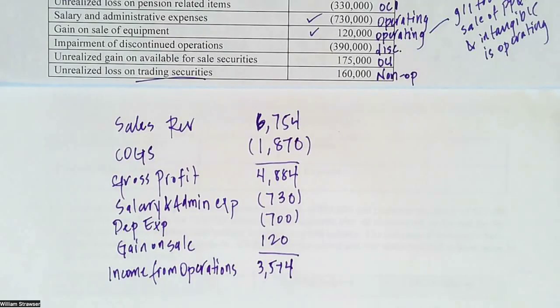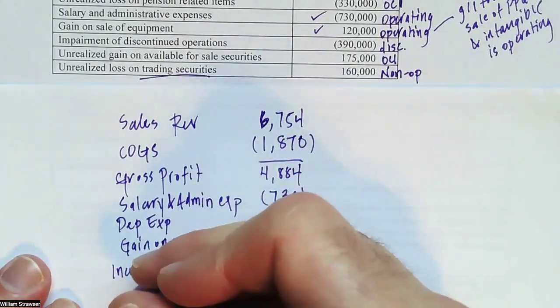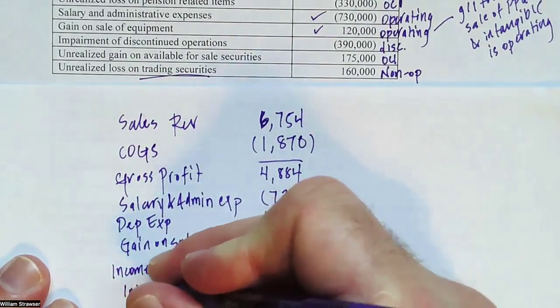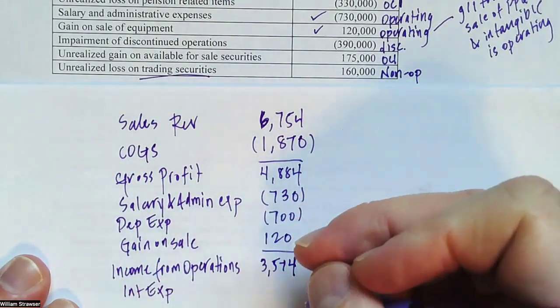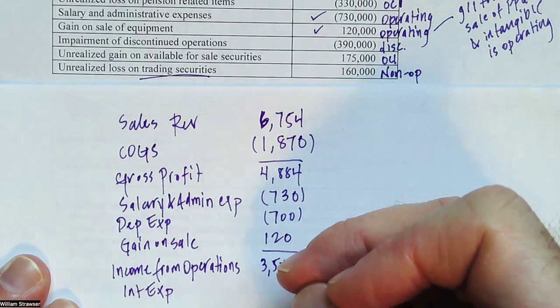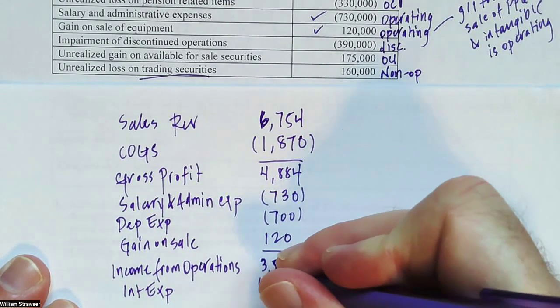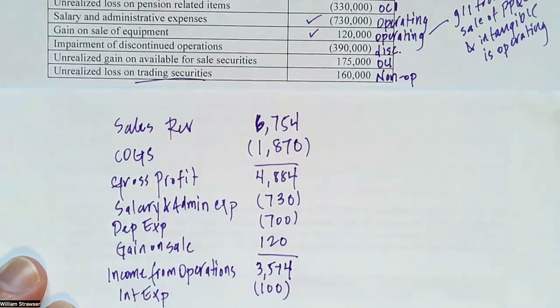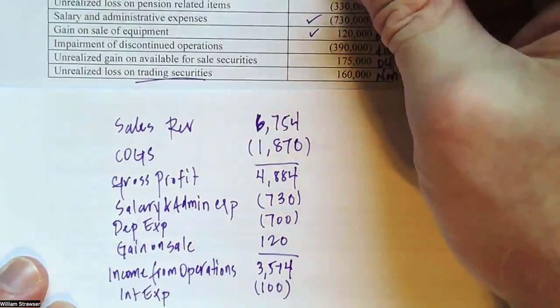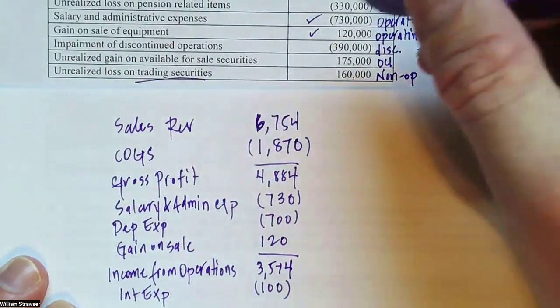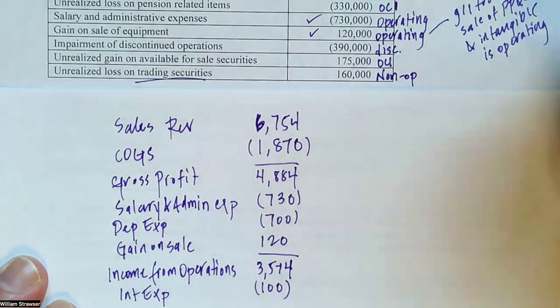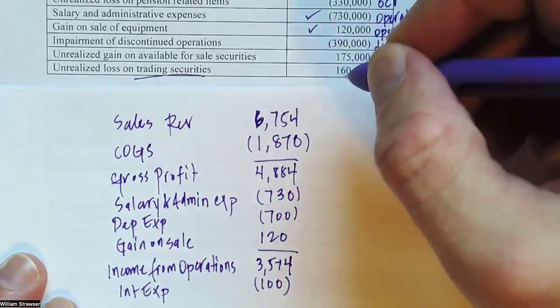Now that we have our operating items, we move into our non-operating items. Interest expense is one of those that we identified up at the top. And that was for 100,000. Again, you want to be careful. Make sure that you subtract it when it's an expense, add it when it's a gain. That's a silly mistake that I see that I myself make and I see other people make.